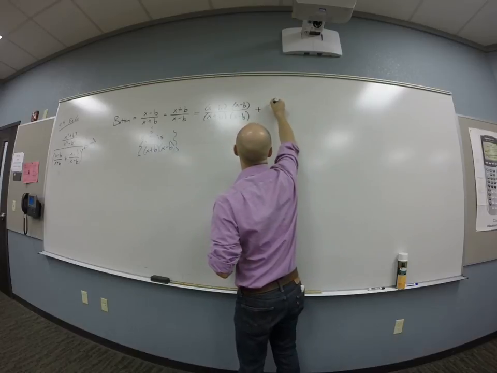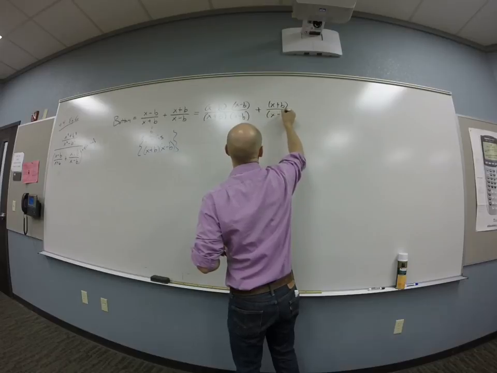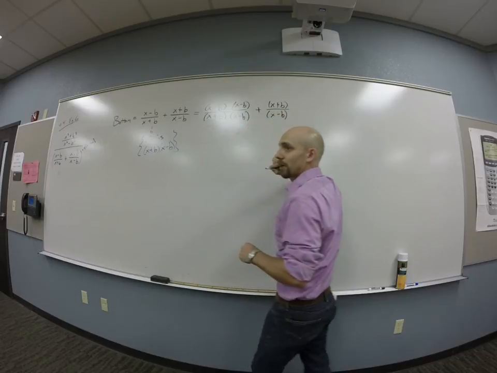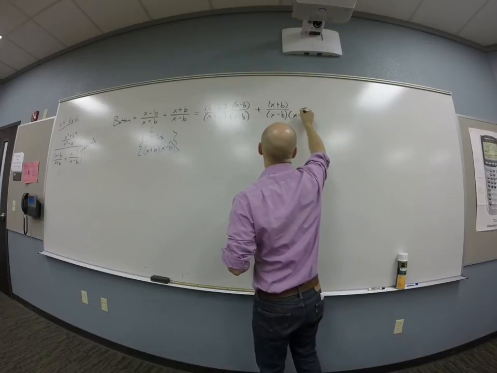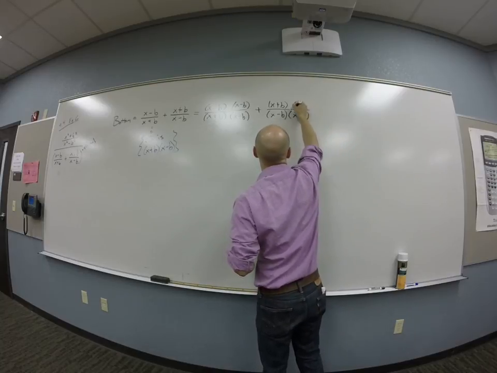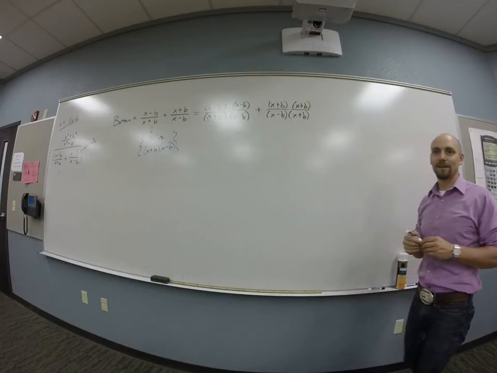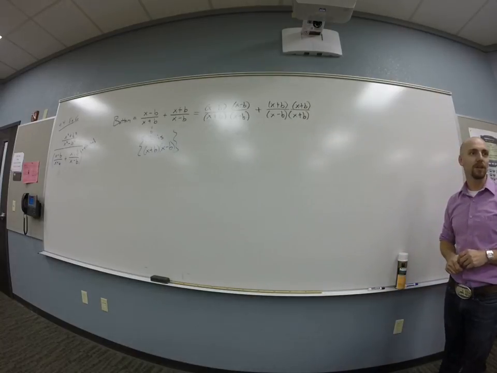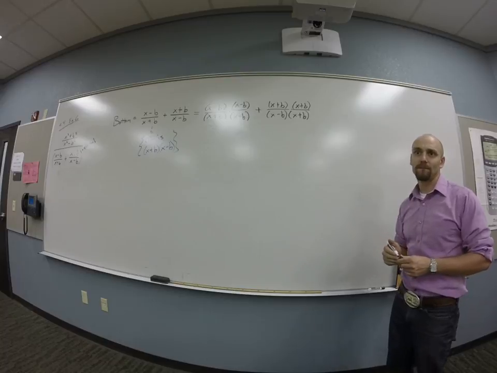And then we'll add x plus b over x minus b, and now we need to multiply by x plus b, top and bottom. Don't forget the top. Okay? We need to keep things unchanged, so we're multiplying by ones, right? Okay, so now what?